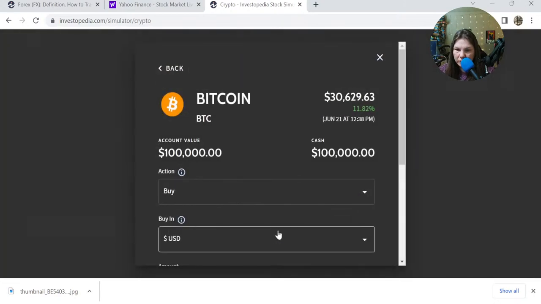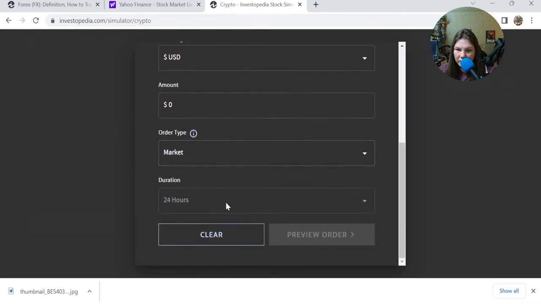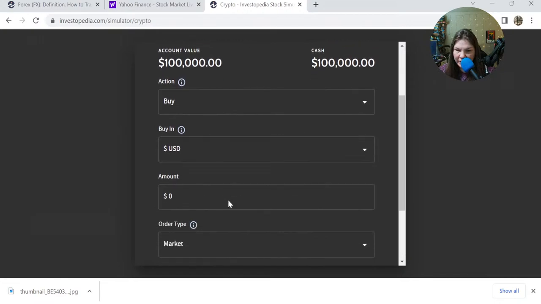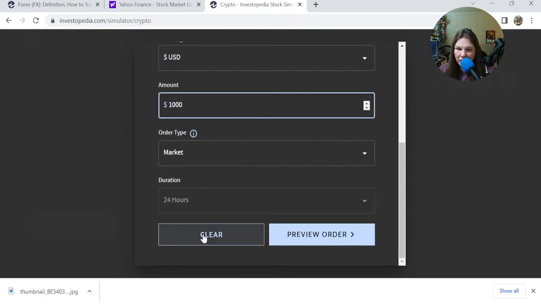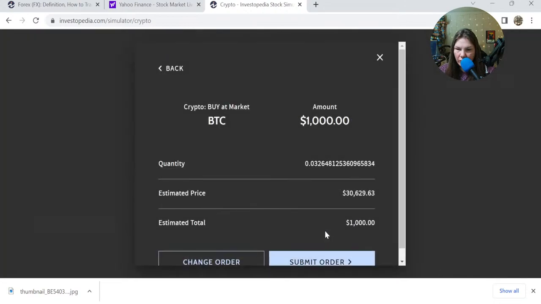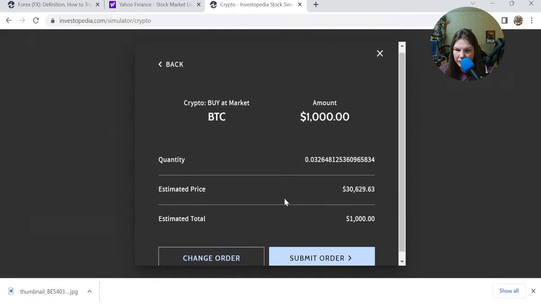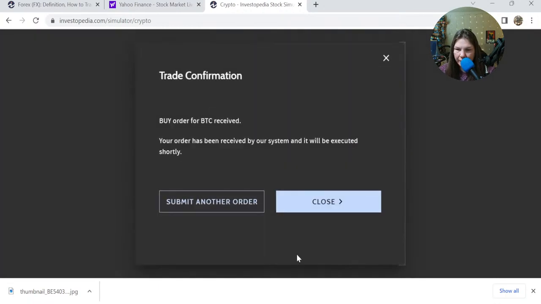Can I get a Bitcoin? We can't buy a whole Bitcoin. We just buy an amount. Let's buy $1,000 worth of Bitcoin. Yeah? Buy it in USD. We'll buy it up. $1,000 in Bitcoin. Market order. Preview your order. There's our order. Estimated total $1,000. Submit.